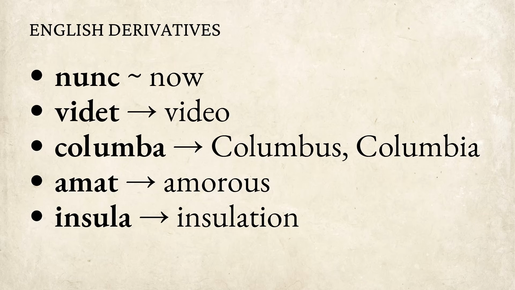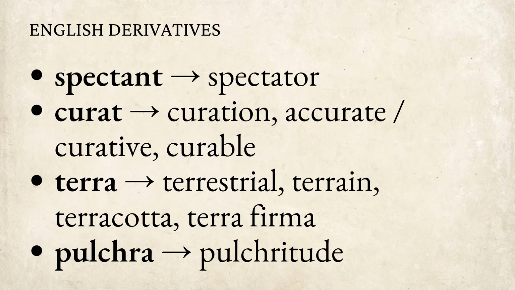Then we have videt, English video, and this one is curious. Columba, dove, gives us Columbus, as in Christopher Columbus, so pretty much his last name means dove, pigeon. And from Columbus we have Columbia. From amat, literally he, she loves, we have, for example, amorous. From insula, island, insulation. From spectant, quite obvious, spectator. And from curat, we have curation or even accurate. Accurate is something that has been done with a lot of care.